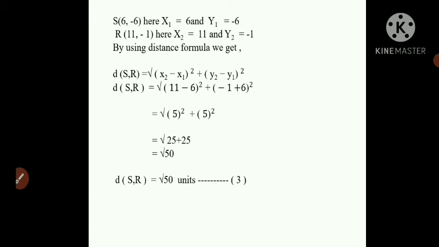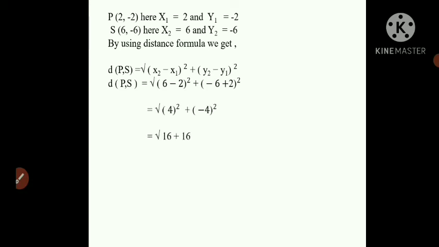And now finally we'll find the distance of PS. P is (2, -2), which means x1 is 2 and y1 is -2. S is (6, -6), which means x2 is 6 and y2 is -6. So using the distance formula, (6 - 2) the whole square plus (-6 + 2) the whole square. So 6 - 2 is 4 squared plus -6 + 2 is -4 the whole square. Again 4 squared is 16 and (-4) squared is also 16. So 16 plus 16 is 32, root 32. So the distance of PS is root 32 units, that is statement number 4.